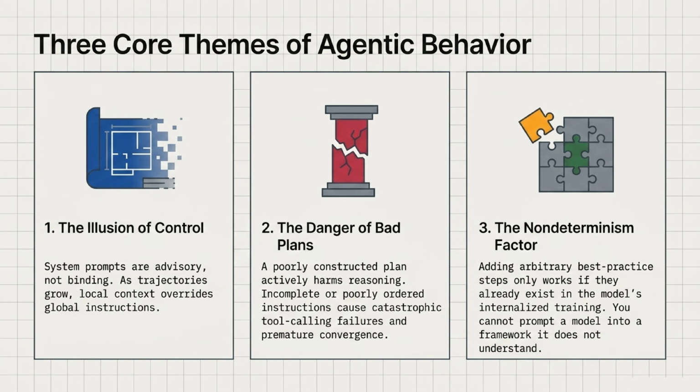So, what are our takeaways? There are 3 core themes. First, the illusion of control. System prompts are advisory, and local context will override your global instructions. Second, the danger of bad plans. Poorly constructed or incomplete instructions will actively crash your agent. Third, the non-determinism factor. You simply cannot prompt a model into a framework it does not internally understand.